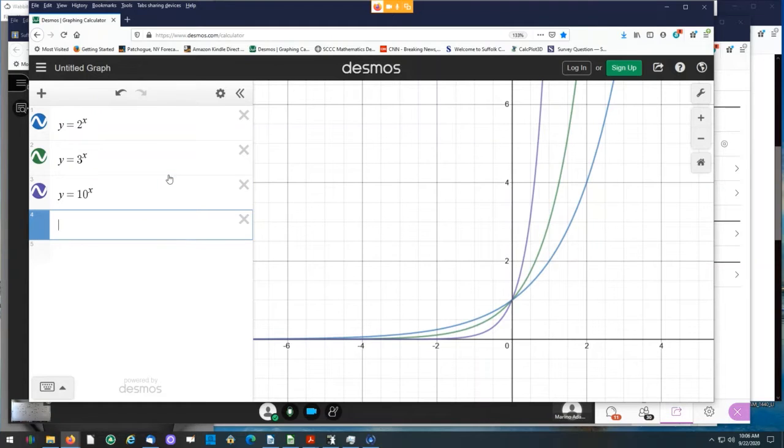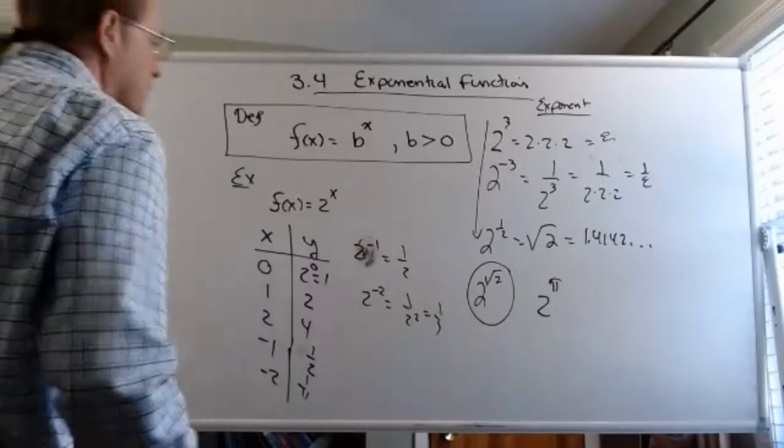Now if I try to put in a negative base, say y equal to negative 2 raised to the x, it's not going to let me do that. It doesn't display anything. Nothing new has happened. It doesn't understand what to do because it's not a function. So I can't have that. My base has to be positive. Okay. So we can evaluate these functions for different values, etc. But that's what we're faced with.